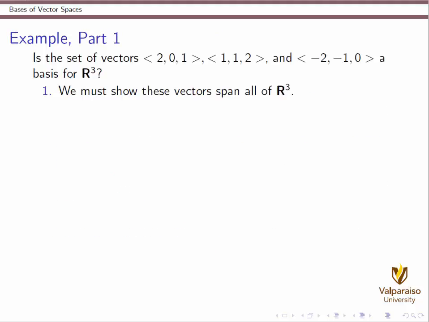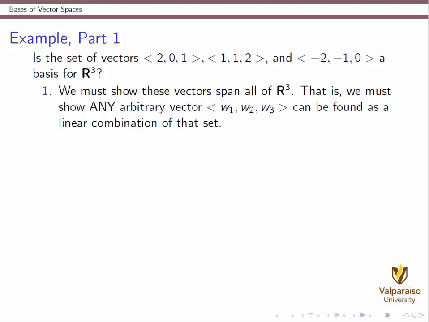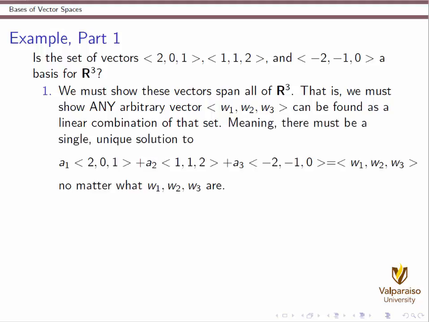So here's an example. 3 vectors: (2, 0, 1), (1, 1, 2), and (-2, -1, 0). Are these a basis for R3? Well, first we have to show that they span all of R3, meaning that we can show any arbitrary vector out of R3 can be written as a linear combination of that set. Okay, here's the setup for that.